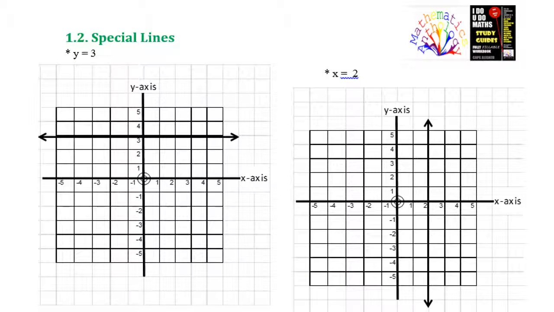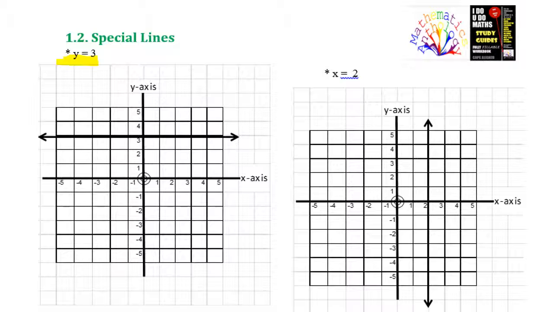Let's now look at special lines. So these are straight line graphs as well. The first one we have here is y is equal to 3. Now there's no y equals mx plus c here, it's just y is equal to 3.